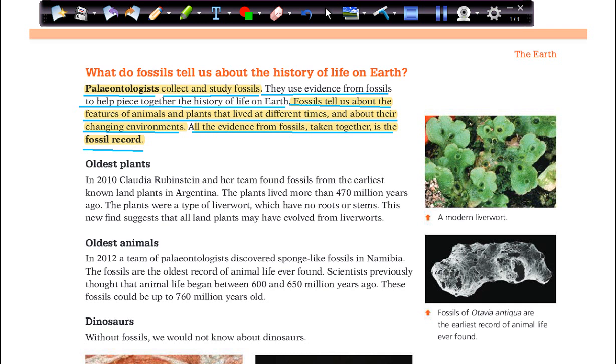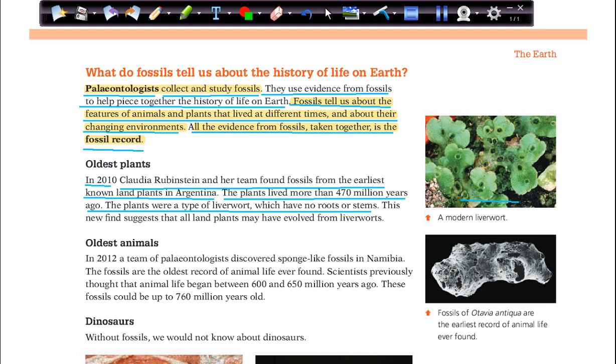Oldest plants. So what can they know about the oldest plants? In 2010, Claudia Rubinstein and her team found fossils from the earliest known land plants in Argentina. The plants lived more than 470 million years ago. The plants were a type of liverwort, which has no roots or stem.